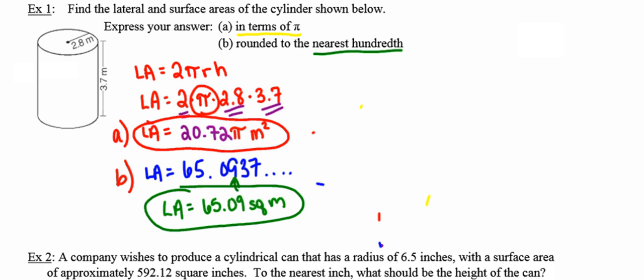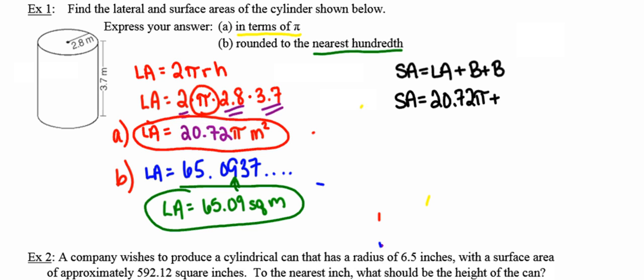All right, so there's the lateral area. The other thing that they wanted me to find for this cylinder was surface area. And I know the surface area is going to consist of the lateral area, plus the base that makes up the top of my cylinder, plus the area of the base that makes up the bottom of my cylinder. The lateral area we already found, 20.72 pi.